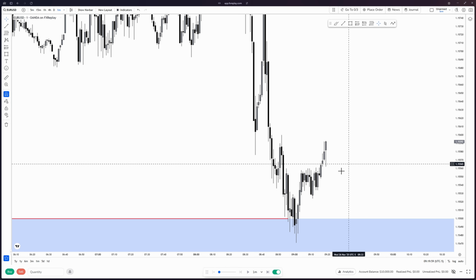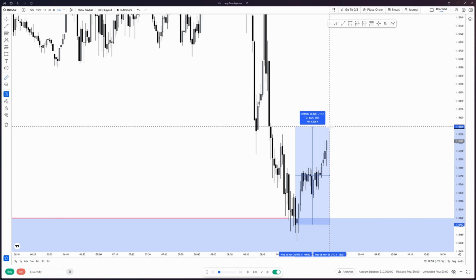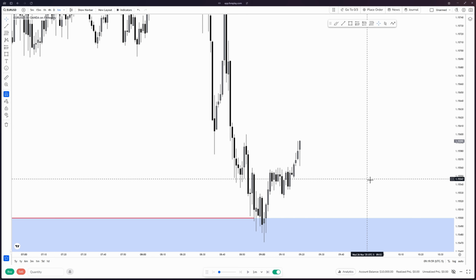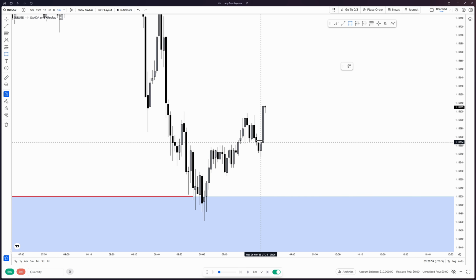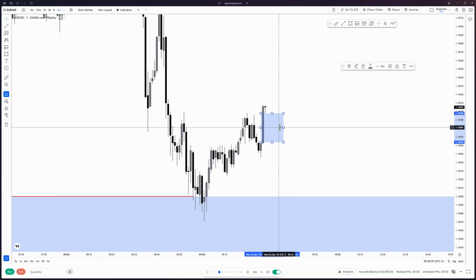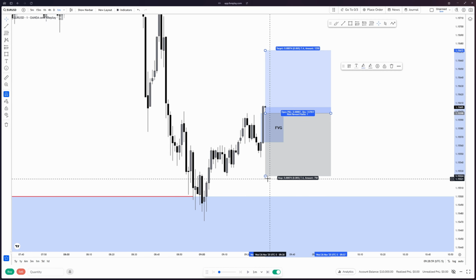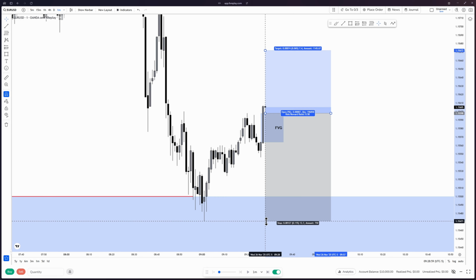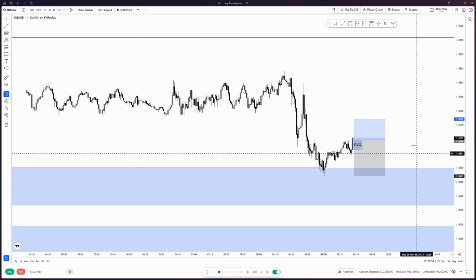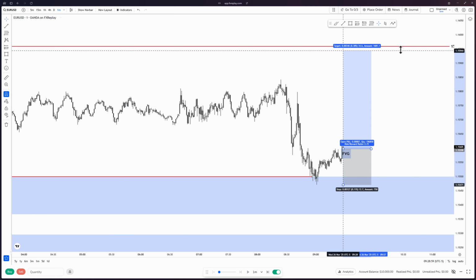Here I can see the displacement, but there is no fair value gap, so I have to wait until the market creates a bullish fair value gap. Now that I have a fair value gap, I will mark this out. Then I will enter on this gap, place my stop at the low, and target the 15-minute buy-side liquidity I marked before.